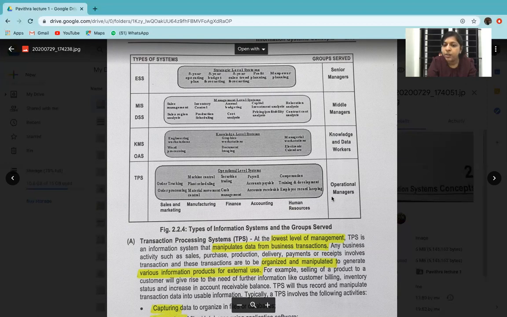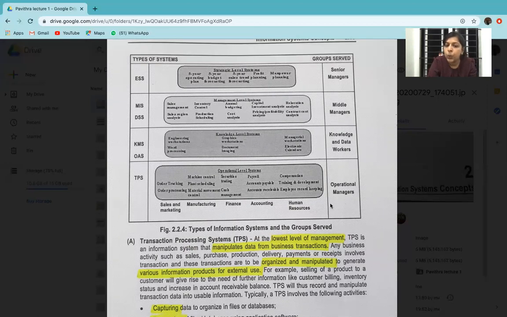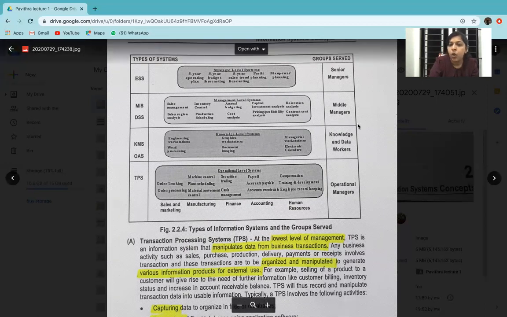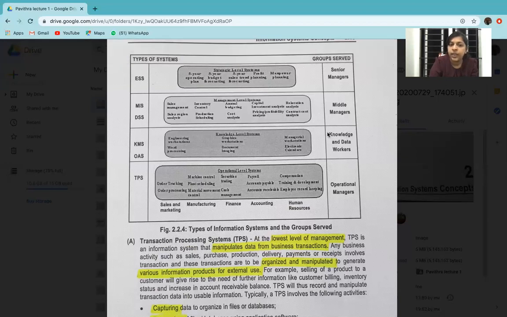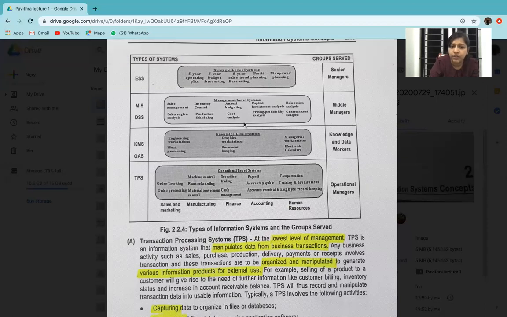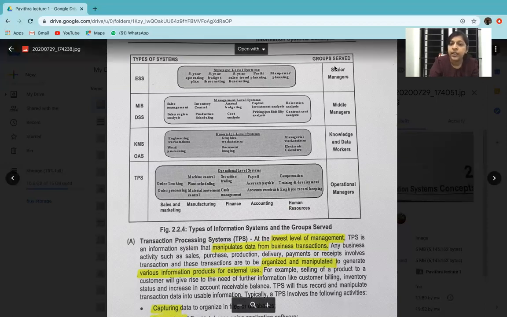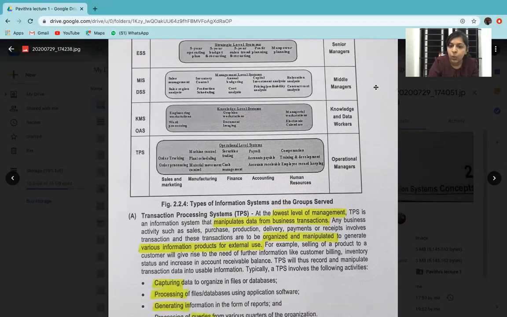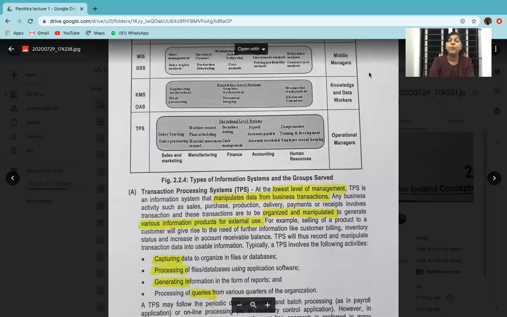Operational managers are at the lowest level of management. Knowledge and data workers come in the second tier. Middle level deals with the analysis statements and everything. And the topmost level deals with the strategic planning. So for the lowest level of managers, now we are moving into the transaction processing system. What is a transaction processing system?